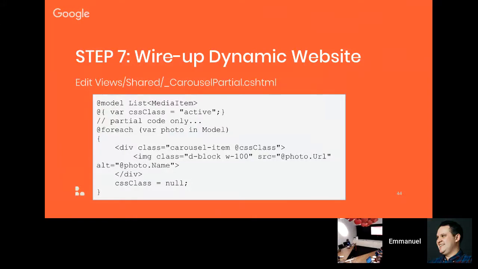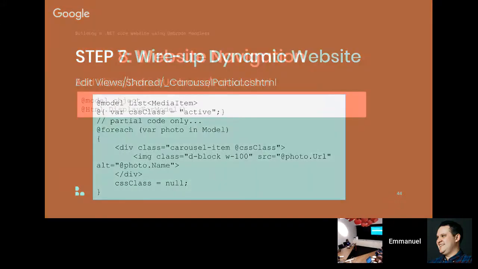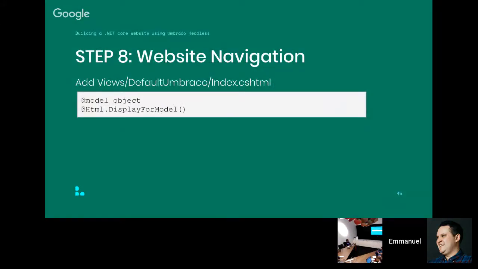So we've got a list of media items, and then we'll quickly look at how we're going to do website navigation. So we need to create a view called default inside views, create a folder called default Umbraco and index.chtml, and in there just add these 2 lines.